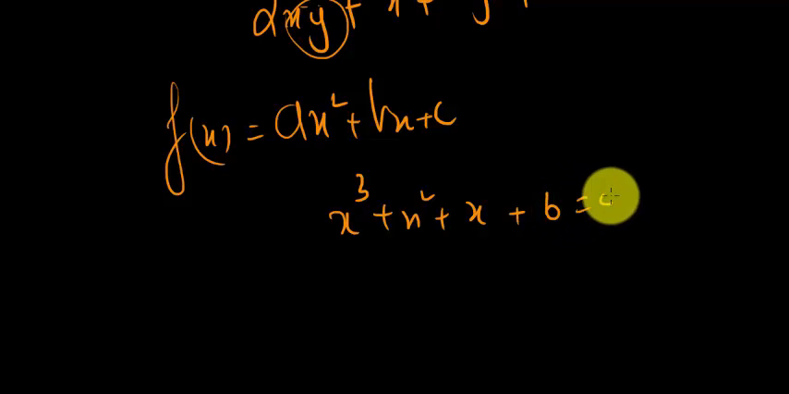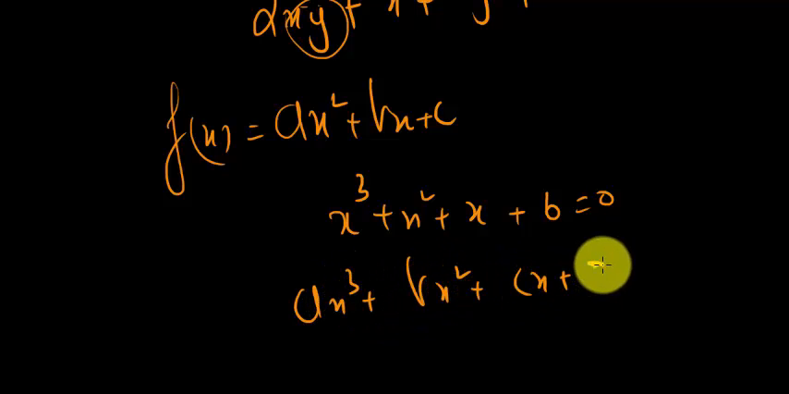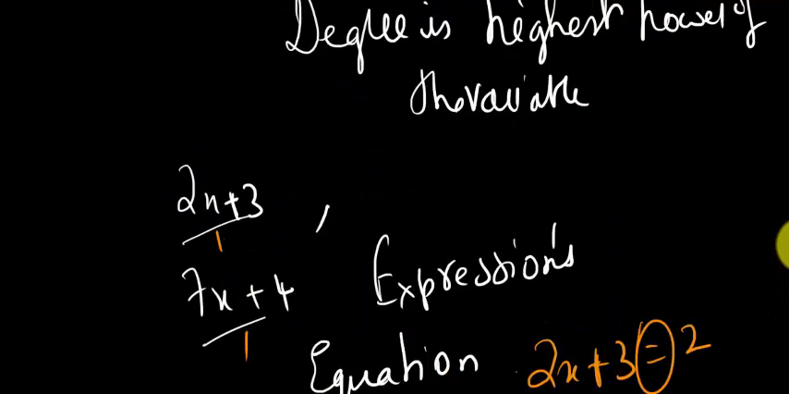Okay, all right. The standard form is going to be ax cubed plus bx squared plus cx plus d is equal to 0. That's the standard form of a cubic equation. Okay, all right, fine, great. So how is that going to help us?